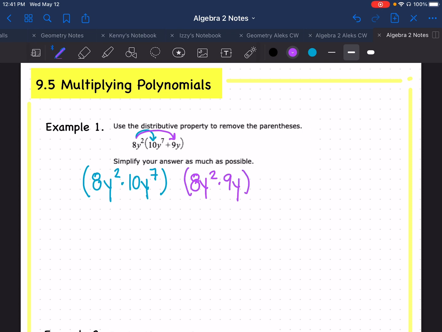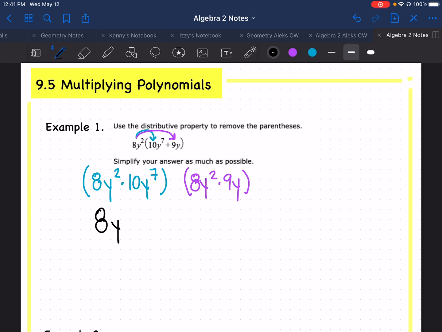Now notice I am not using any plus or minus between them because the sign of this multiplication is going to determine what symbol goes here, plus or minus. All right, let's go ahead and multiply. Now for the first blue parenthesis, we're going to go ahead and multiply 8 times 10. 8 times 10 is 80.